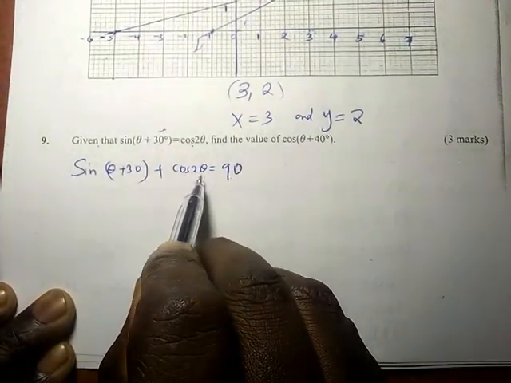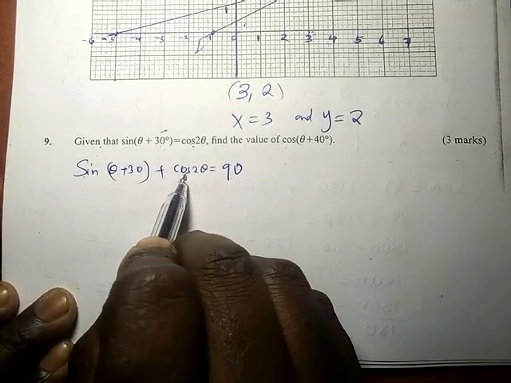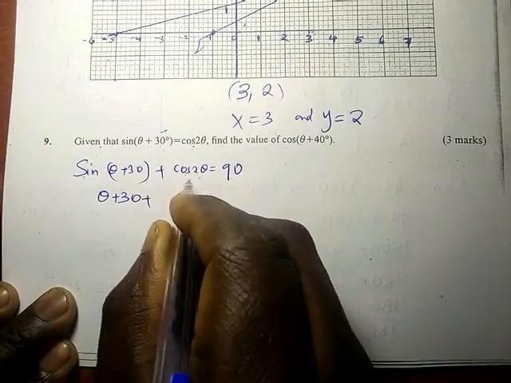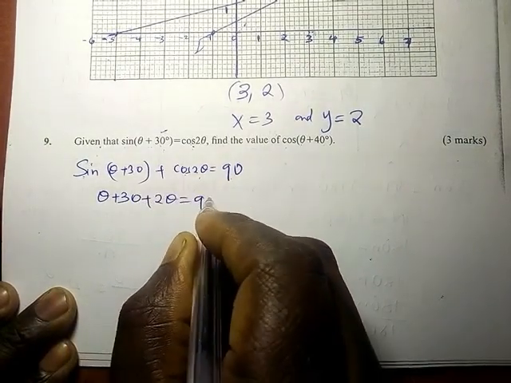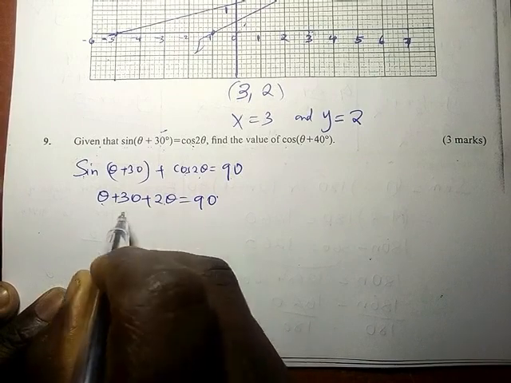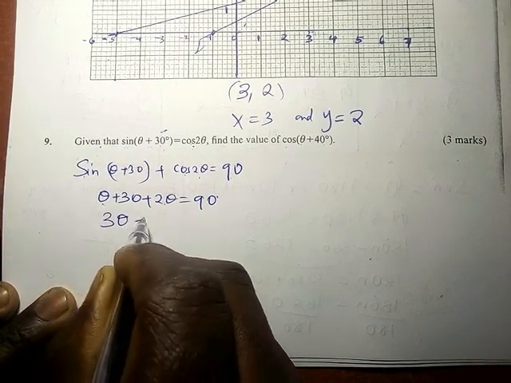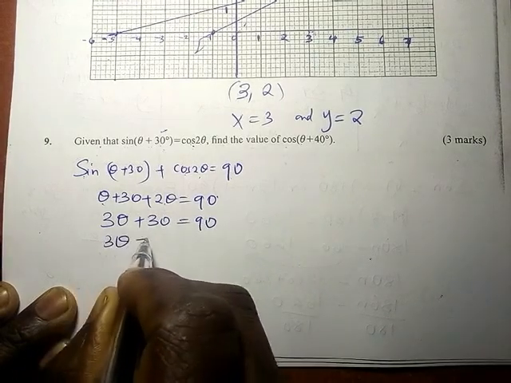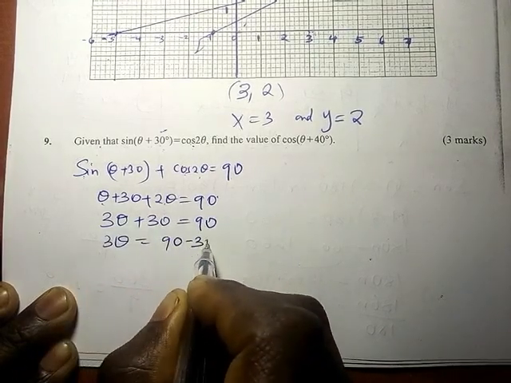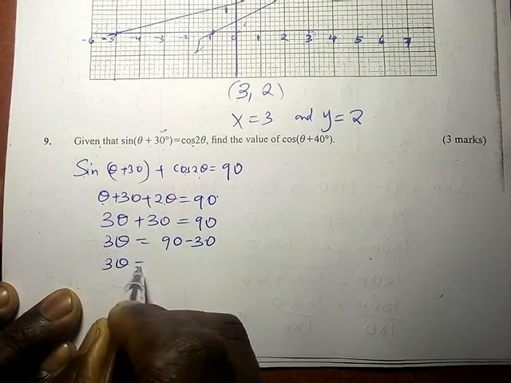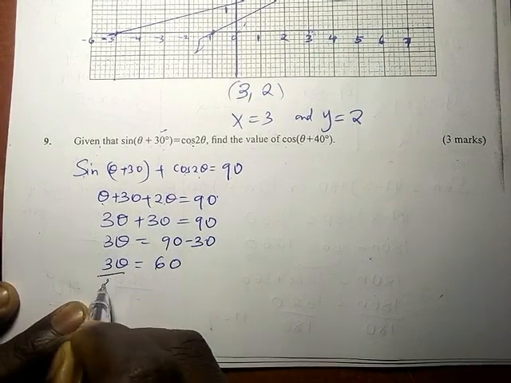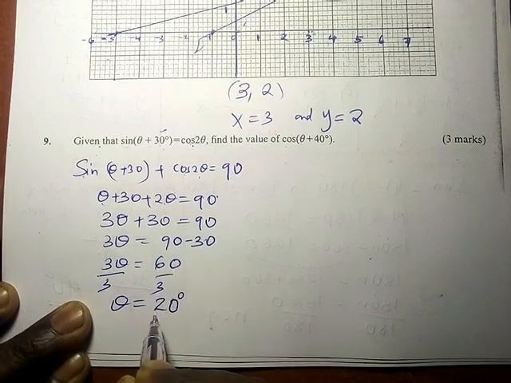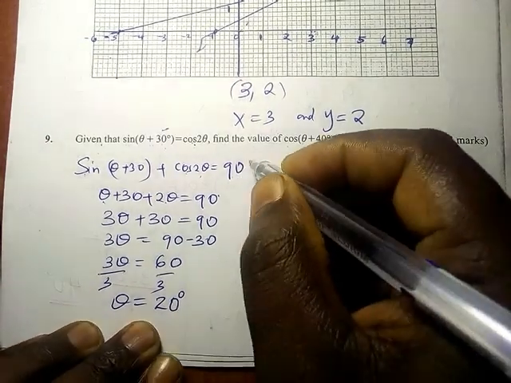Once you have done that, you do away with the sine and the cosine. You remain with theta plus 30 plus 2 theta equal to 90. Theta plus 2 theta, we will have 3 theta plus 30 equal to 90. Like terms together, 3 theta is equal to 90 minus 30. 3 theta equal to 60. Divided by 3, divided by 3. So theta itself is equal to 20 degrees.